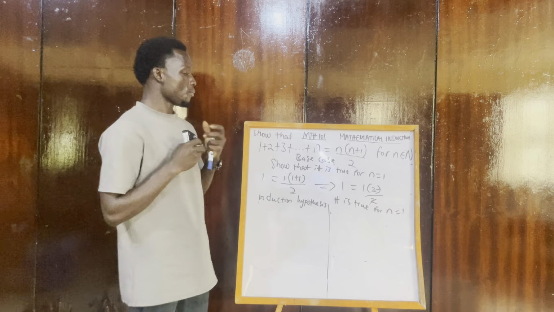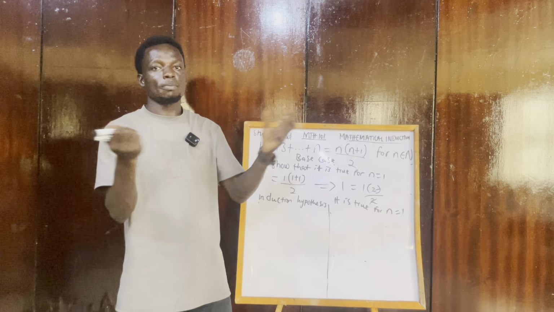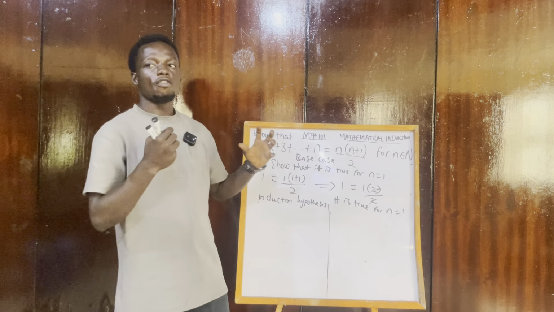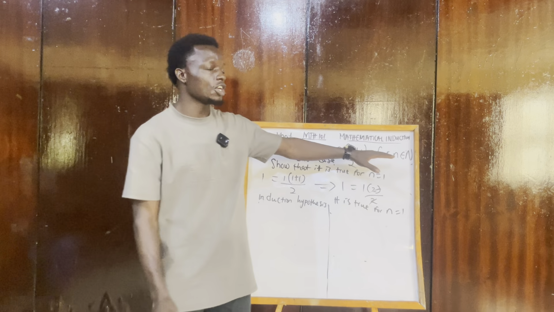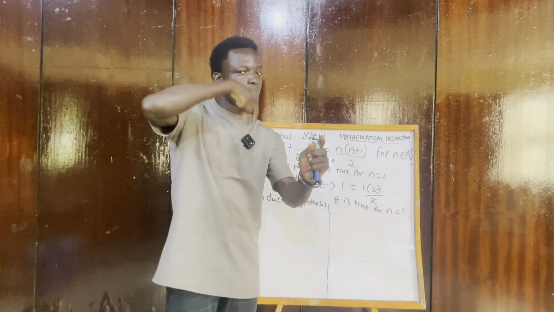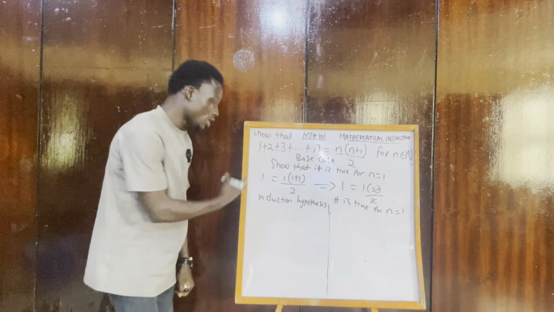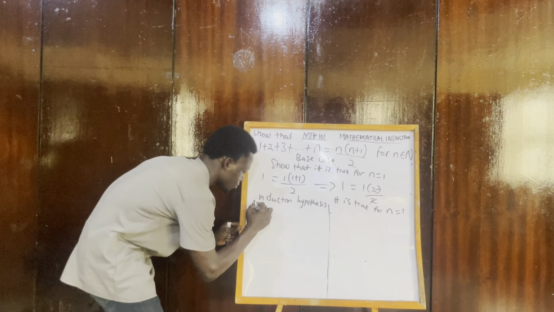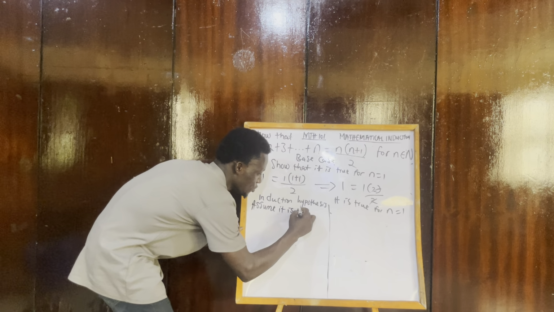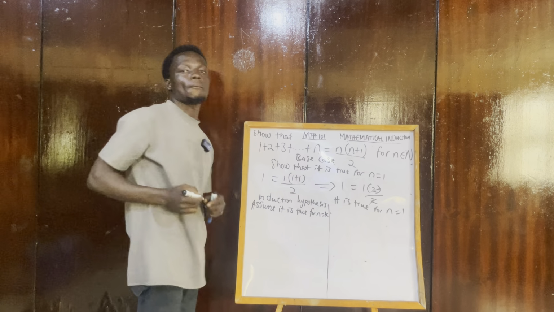Do you get what I'm saying? We are assuming that this statement is true for n equals a particular big number, which we are going to represent by k. Then, if we can show that it's true for the next number after that big number, then it's actually true for all natural numbers of n. Now, our hypothesis: we assume it is true for n equals k.